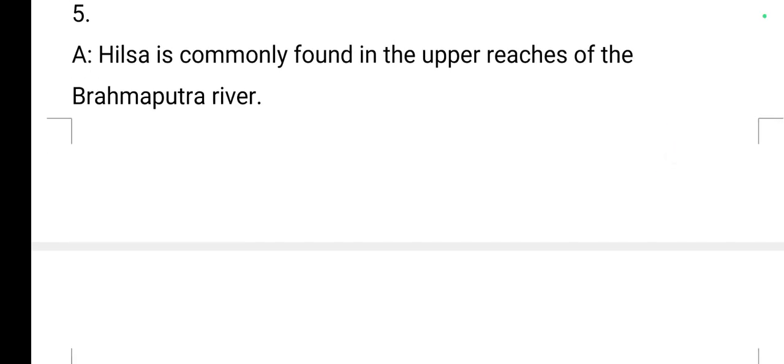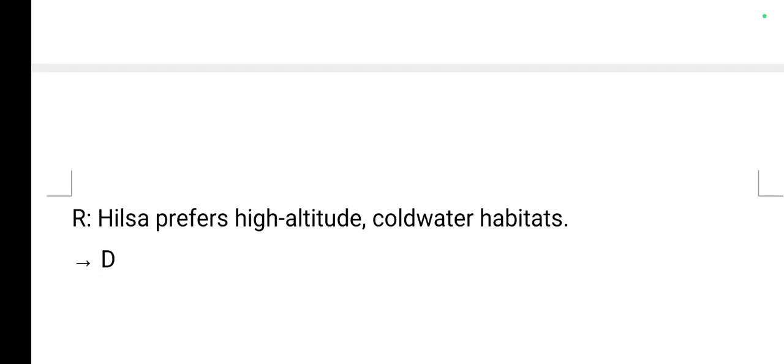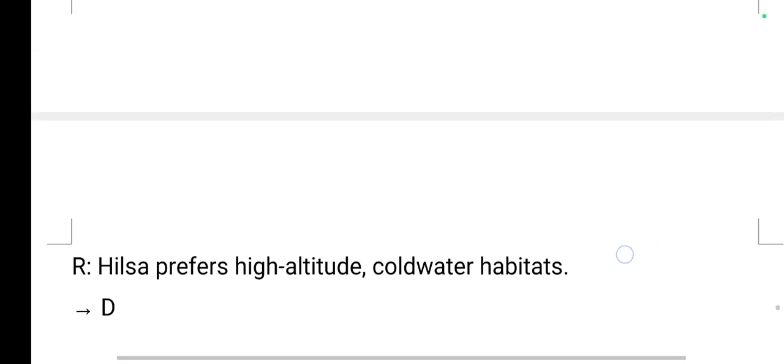Hilsa is commonly found in the upper reaches of the Brahmaputra river. Hilsa prefers high altitude cold water habitats. So the correct answer is, that is, assertion is wrong and reason is correct.